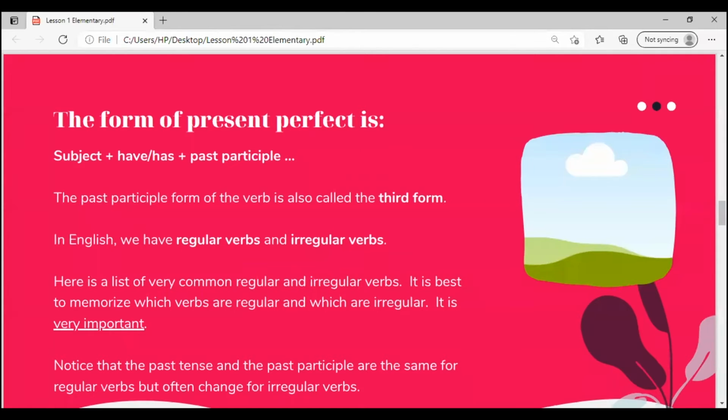The form of present perfect is subject plus have, has plus past participle. The past participle form of the verb is also called the third form. In English, we have regular verbs and irregular verbs. Here's a list of very common regular and irregular verbs. It is best to memorize which verbs are regular and which are irregular. It is very important. Notice that the past tense and the past participle are the same for regular verbs, but often change for irregular verbs.